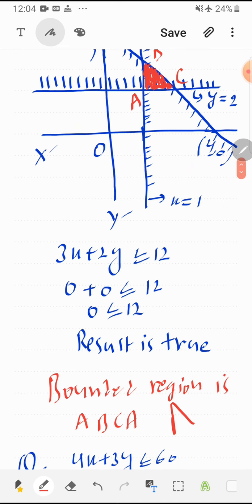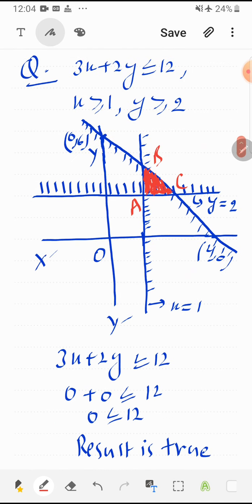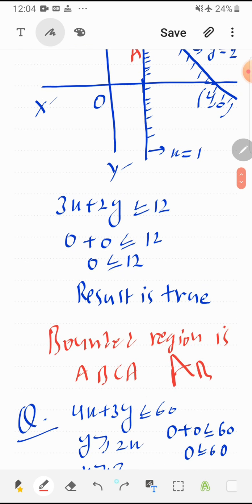If I simply write A, B, C, that means it is unbounded, open from this side. So it is not so. That is why we have to repeat the first letter so that this is a closed region.